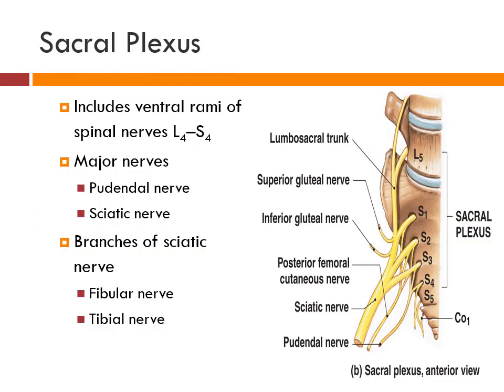And then the sacral plexus is made of the ventral rami of spinal nerves L4 to S4. And the major nerves of the sacral plexus are the pudendal nerve, which you'll learn a lot about, which innervates the bladder and the reproductive system. And the sciatic nerve, which most people have heard of. People say, oh, I have sciatica, my sciatic nerve is killing me. And so the sciatic nerve is what innervates most of the leg. The sciatic nerve then branches into the fibular nerve and tibial nerve.